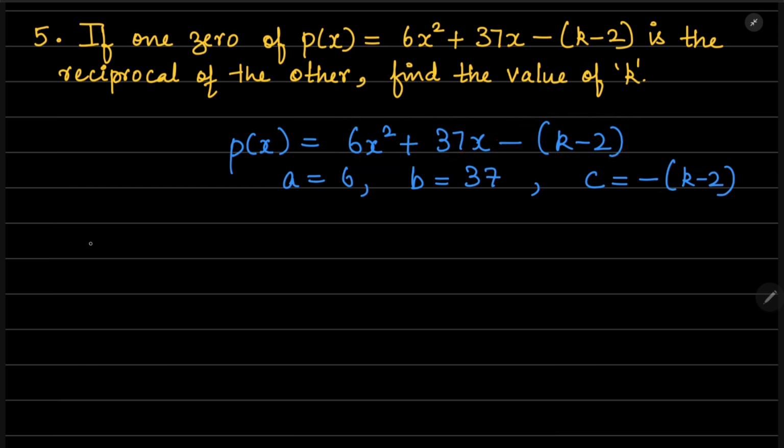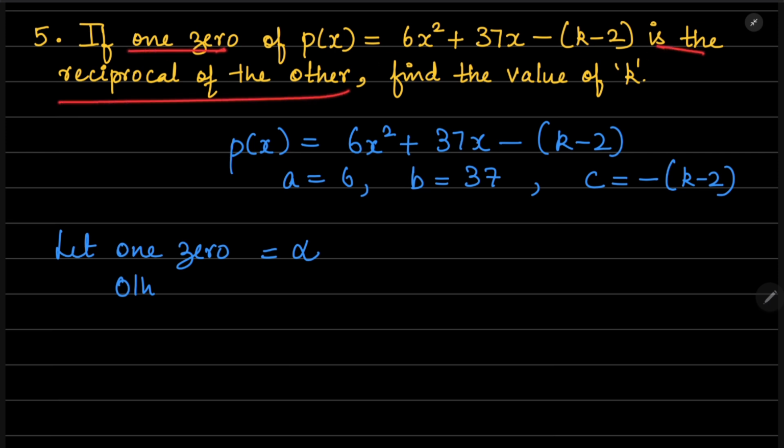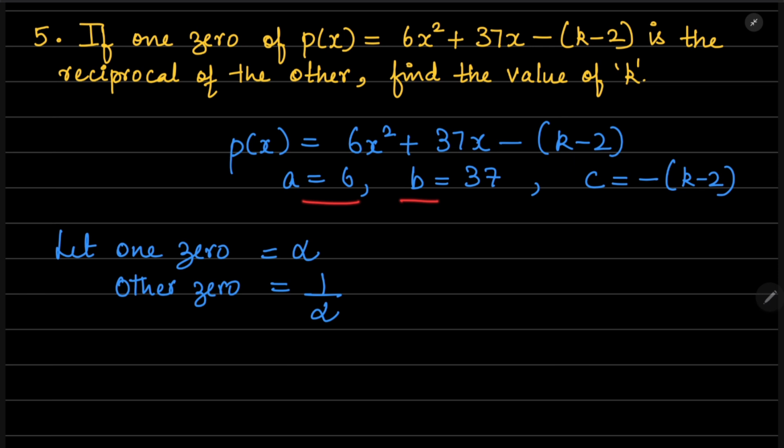Now, here it is a little different. So let one zero of the polynomial be alpha. So the other, what is it given? If one zero is the reciprocal of the other. What do you mean by reciprocal? Reciprocal means if one is alpha, the other one is 1 by alpha. You have to find the value of k. See, alpha plus beta, you know the sum of zeros is minus b by a. But you don't have your k term in b or a. So let us directly calculate the product.